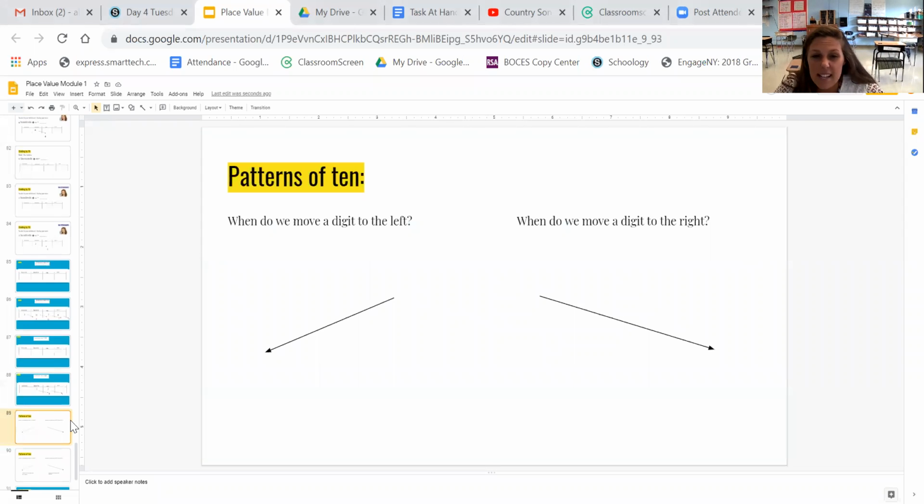What I want you to do is show me 2 arrows on your whiteboard. One that goes to the left and one that goes to the right. And I want you to give me a reason why we would move a digit to the left. When are we moving digits to the left? And then on the right arrow, when do we need to move a digit to the right? So go ahead and answer those 2 questions, talking all about patterns of 10. Pause your video, and then let's talk about it as a class. What do you guys think?